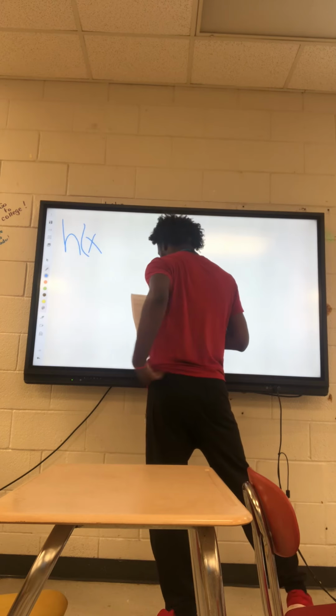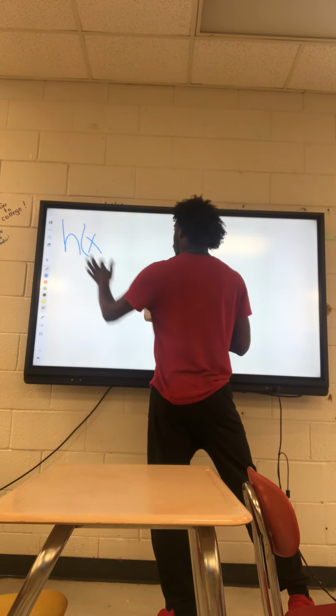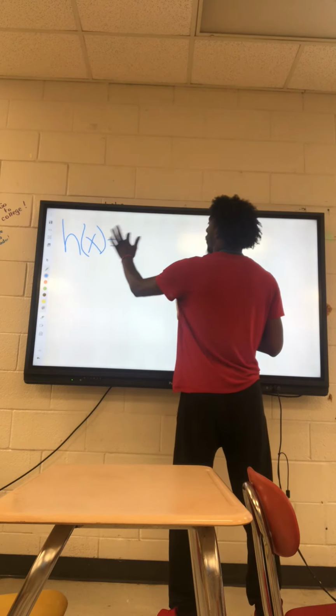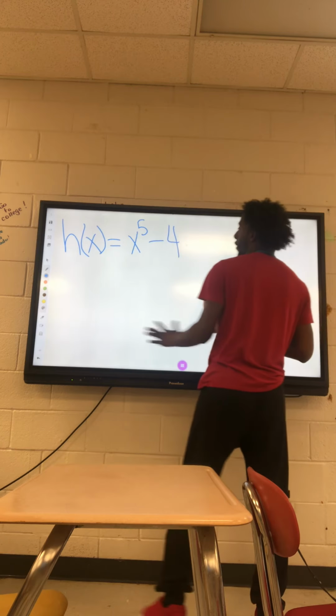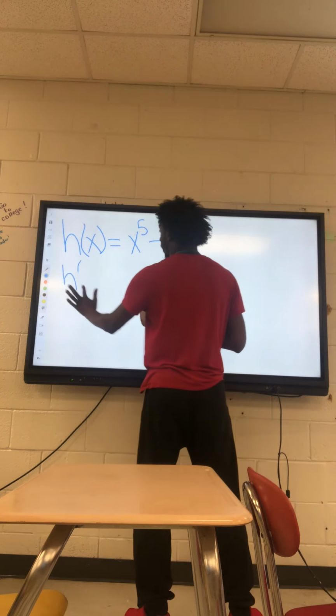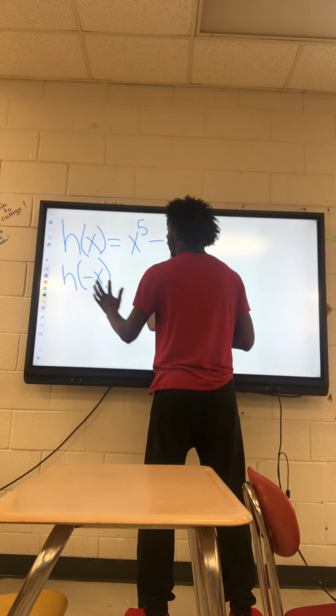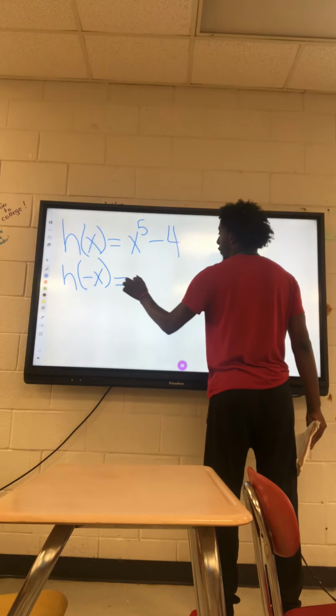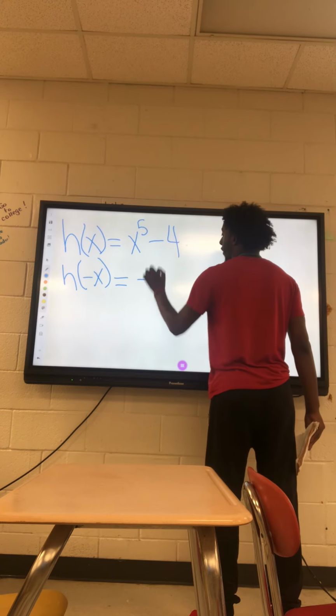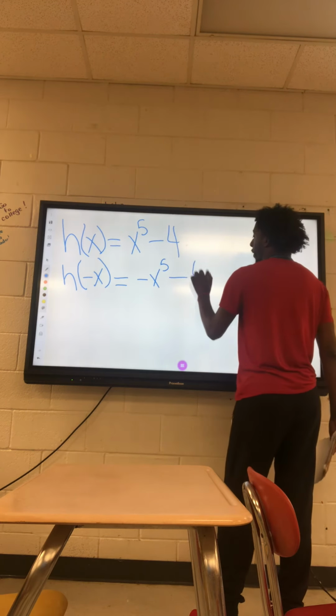h of x equals x to the fifth minus 4. So we're going to go at it again. Negative x. Every time we see x, we're going to put negative x. So we have negative x to the fifth minus 4.